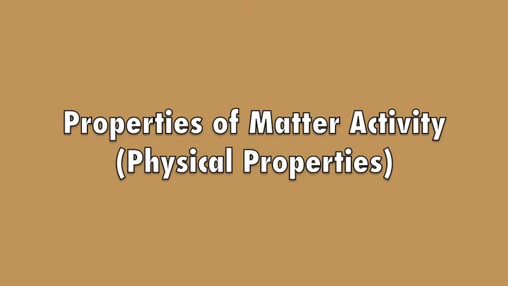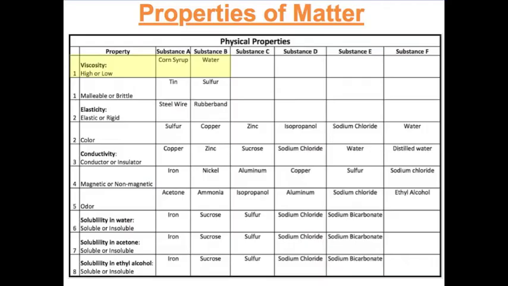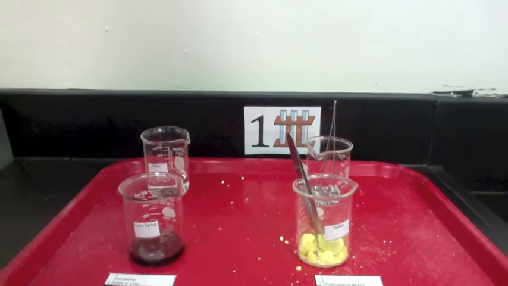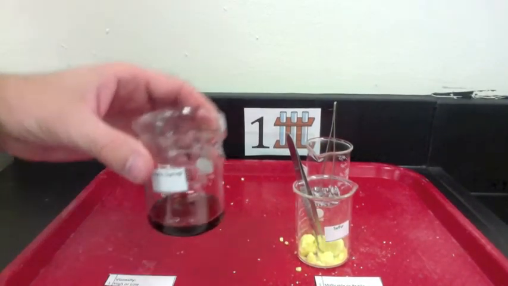In the properties of matter activity, we're going to describe various physical properties of matter. These are properties that when you observe them or measure them, do not change the substance. The first property is viscosity. High viscosity means a thick liquid that flows very slowly. Here we can compare corn syrup and water.